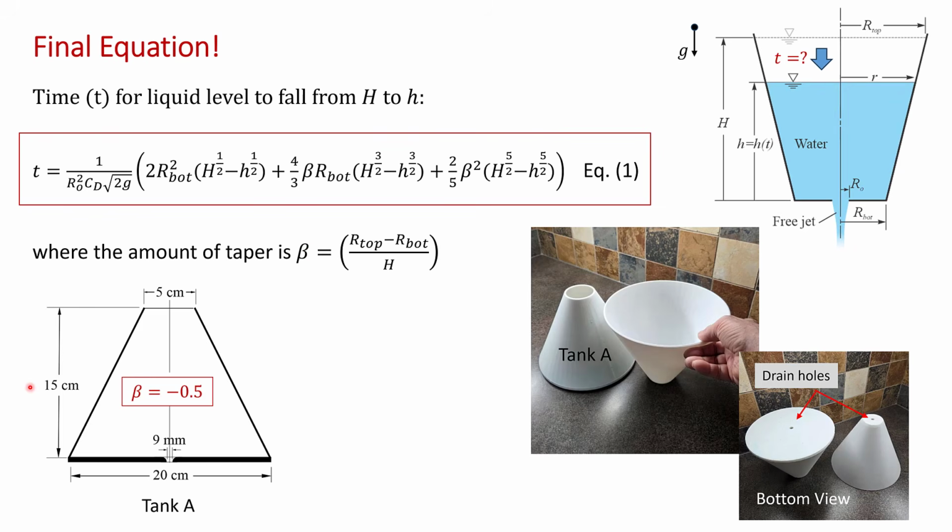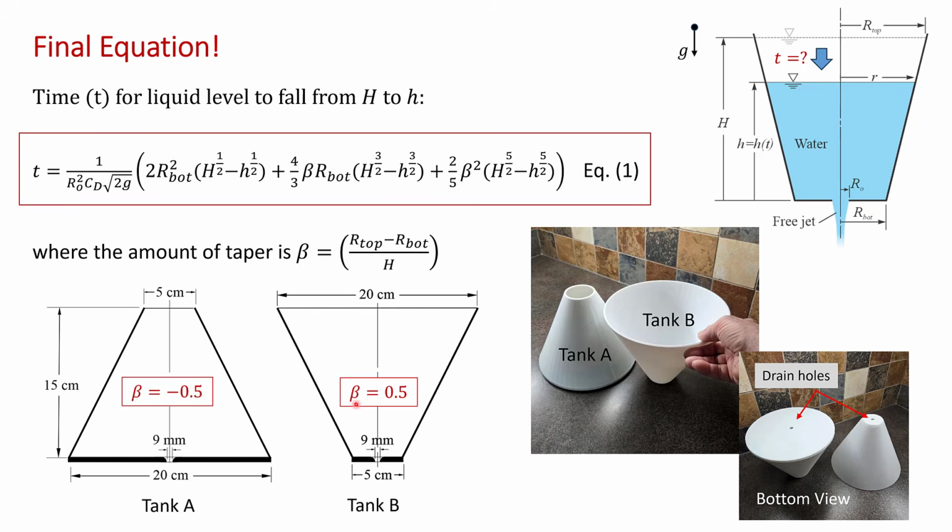As you may have seen in a previous video, to get some experimental results, I've 3D printed two tanks from PLA. The tanks are the same height, 15 centimeters. They have the same volume but taper in opposite directions. Tank A has a negative taper of beta equals minus 0.5, meaning that the radius of the tank gets smaller by half a meter per meter of height, while tank B has a taper of beta equals positive 0.5. I'll show these calculations later in the presentation.